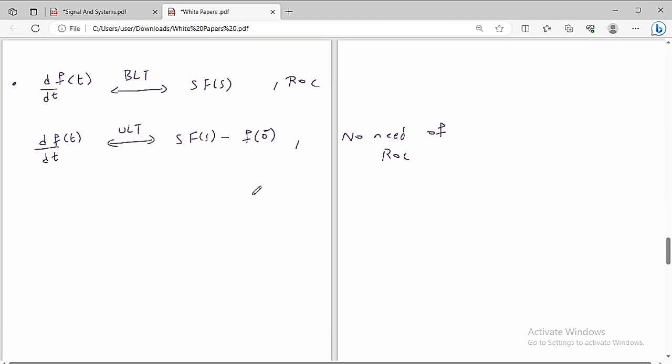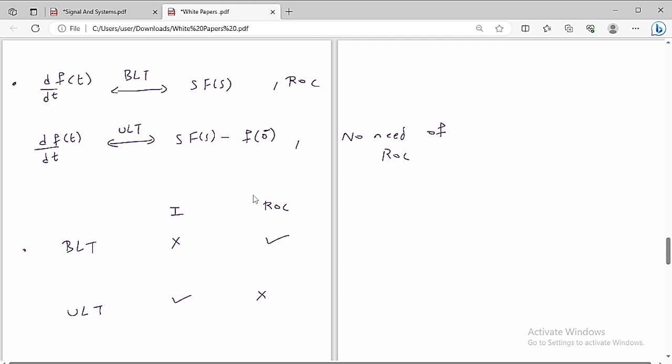Let me give you the summary. This is a bilateral transform, and this is a unilateral transform. In the case of bilateral transform, initial conditions are not considered; here the initial conditions are considered. And the ROC is compulsory here, and there is no need of the ROC there. This is the thing for you to keep in mind. In the bilateral transform, the initial conditions are not considered and the ROC is compulsory, whereas in the unilateral transform, the initial conditions are considered and the ROC is not compulsory.